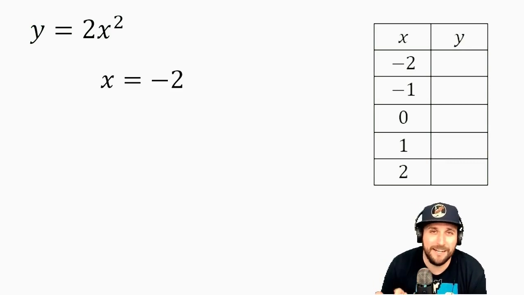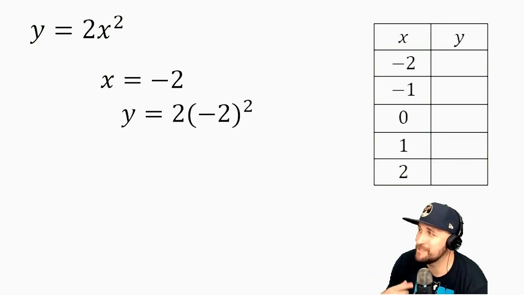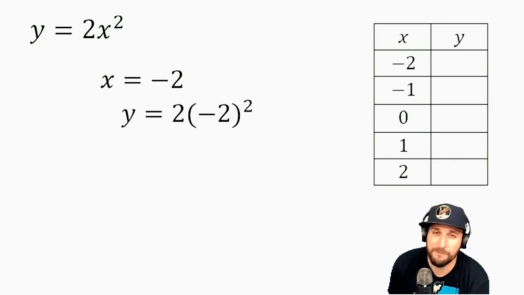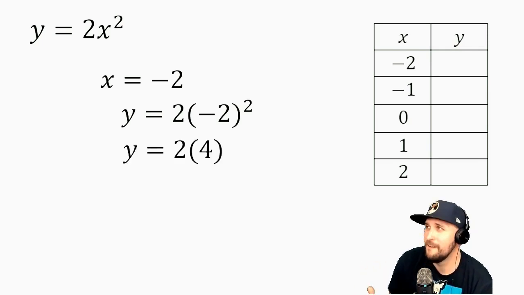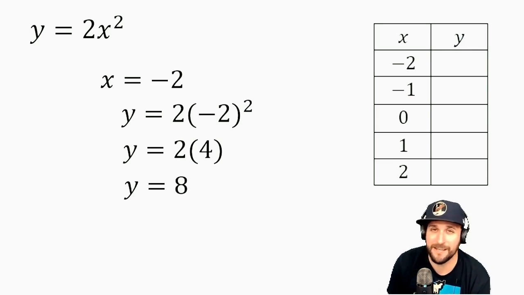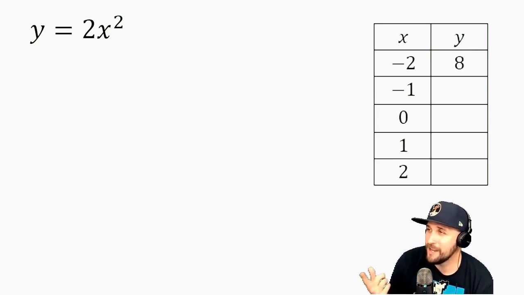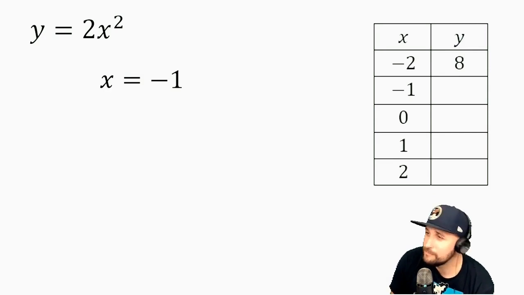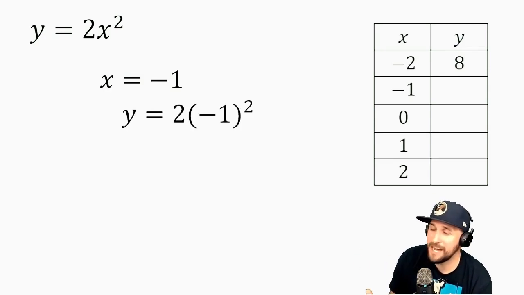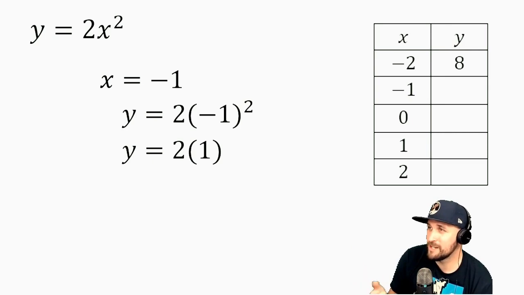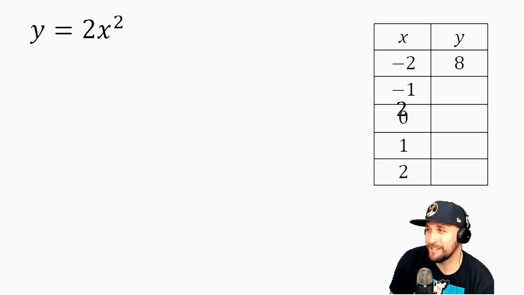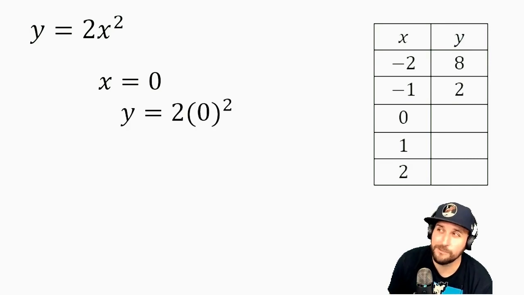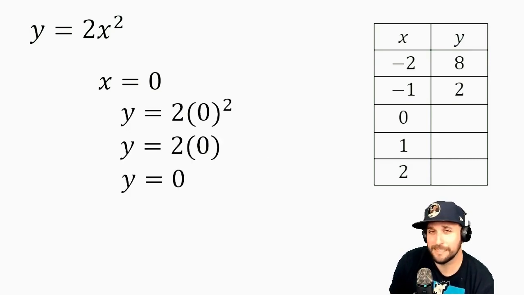So if I plug a negative 2 into this function, I get 2 times negative 2 squared. PEMDAS, so exponents first. Negative 2 squared is positive 4. 4 times 2 is 8. So when I plug in a negative 2, I get out a positive 8. On the next one, when I plug in a negative 1, negative 1 squared is positive 1. 2 times 1 is 2. So I plug in a negative 1, I get out a 2. When I plug in a 0, 0 squared is 0. 2 times 0 is 0. I get out a 0.